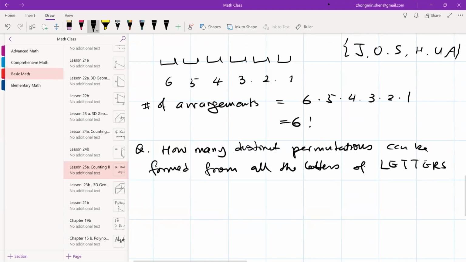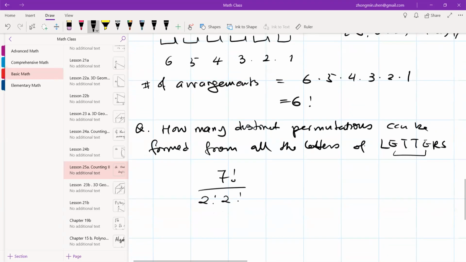All right, how many letters here? L 1, 2, 3, 4, 5, 6, 7. So how do we do that? Well, first of all, suppose that all the letters are different, there would be 7 factorial. However, when you permute, there are 2 E and 2 T, so you cannot distinguish them. So you have to divide by 2 factorial, and also by 2 factorial for the other pair. So this will be the answer. This is how many different words you can get. So when two identical letters show up, you have to divide.